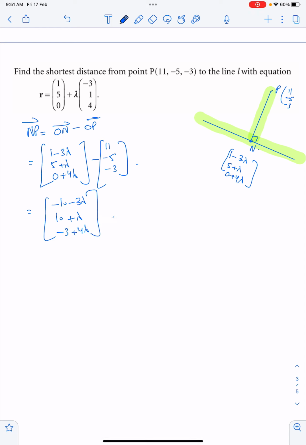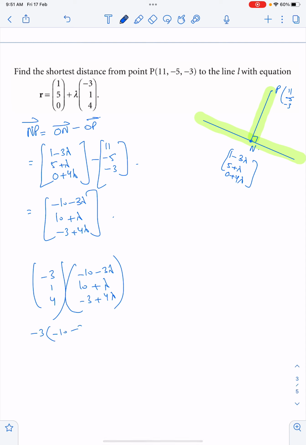This is NP. Now, since I already have the direction vector of the line, I can find the dot product. I know the dot product of the two vectors will be 0 because the two lines are perpendicular to each other. So I will find the dot product of -3, 1, 4 and -10 minus 3 lambda, 10 plus lambda, and -3 plus 4 lambda. Let's find it out.